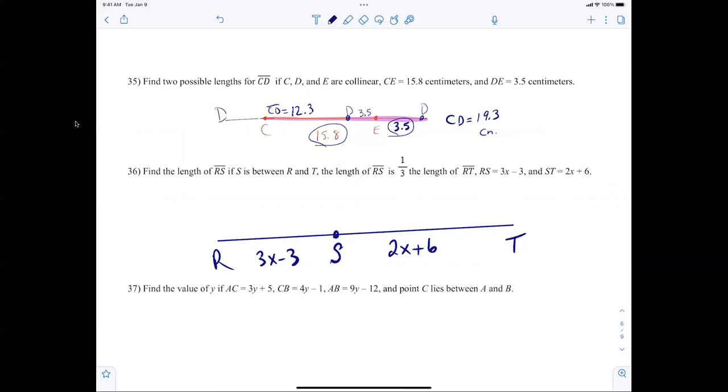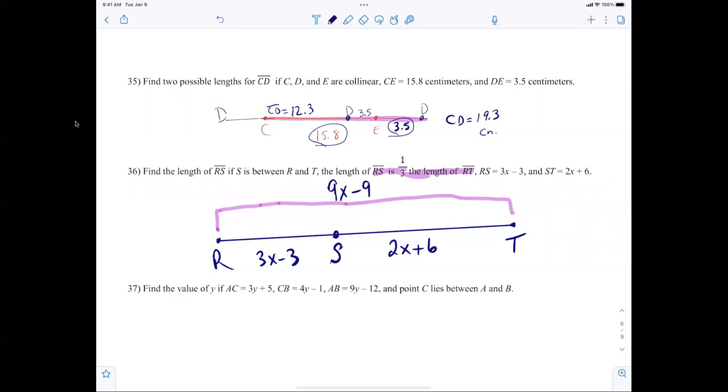Yay, very smart, kiddo. Very good. So look right here, guys. This is what it's telling you. RS is 1/3 of RT. So if RS is 3x minus 3, then RT is going to have to be what? 3 times greater than that. So that's 9x minus 9.